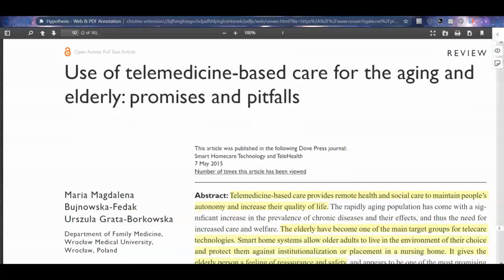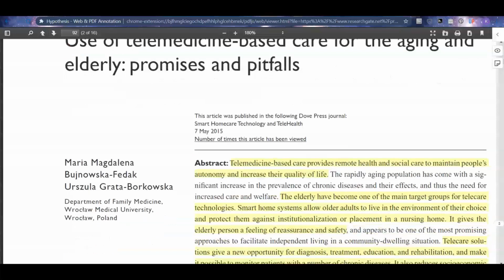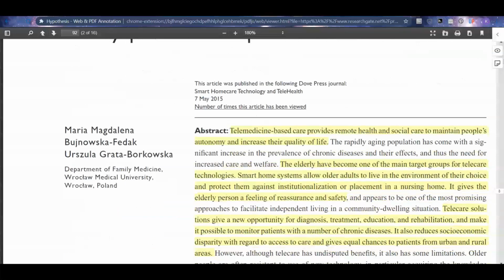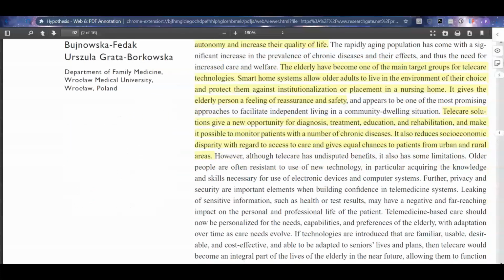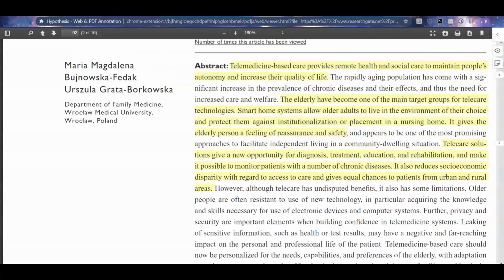Use of telemedicine-based care for the aging and elderly, promises and pitfalls. And so this is a scholarly article. You can see the 3 authors here, Department of Family Medicine in a Polish university. And I took a look through it. It's about 16 pages here, not too bad. But of course, I have a handy abstract up front that can tell me if this article fits my interest before I dedicate my time to reading it.